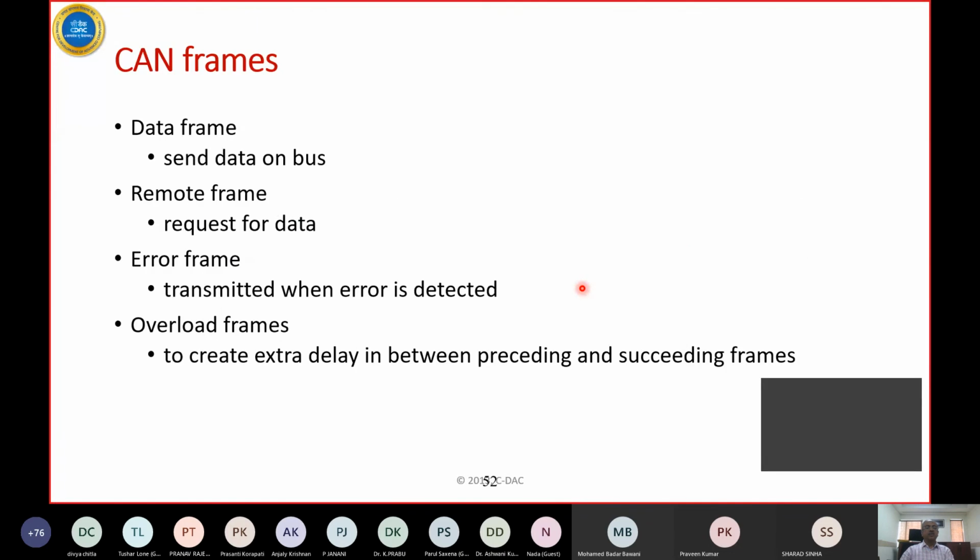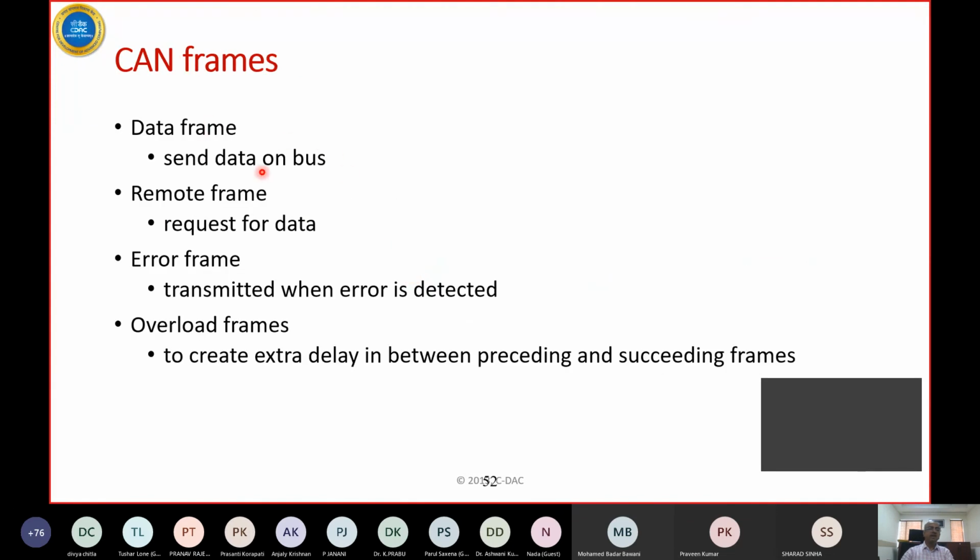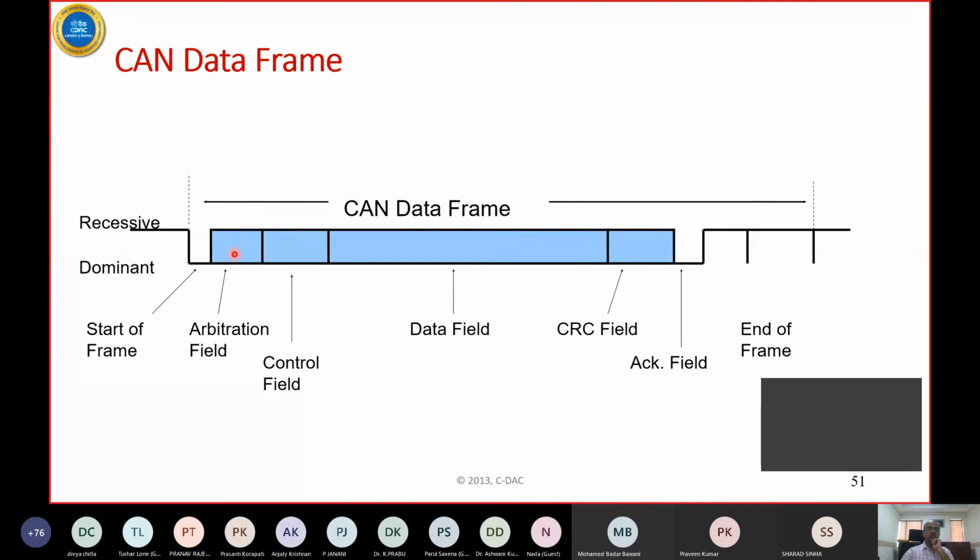So what are the types of frame you can use? You can send a data frame. As an example, in the arbitration field we have number 01, which is the message ID. The data field has a number which represents 45.6. What is that? That is sending the data. The data is the engine temperature. Why is it engine temperature? Because the number in this field, as I mentioned, is 01.